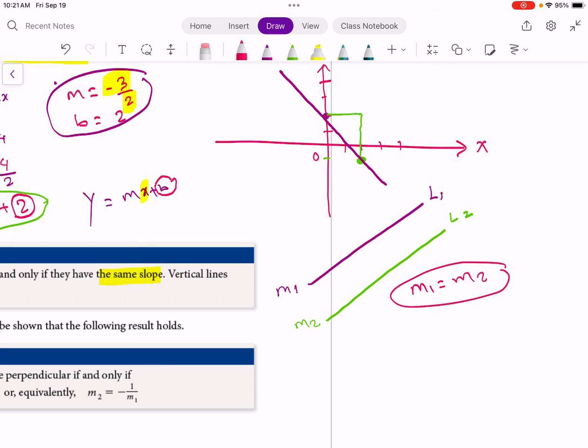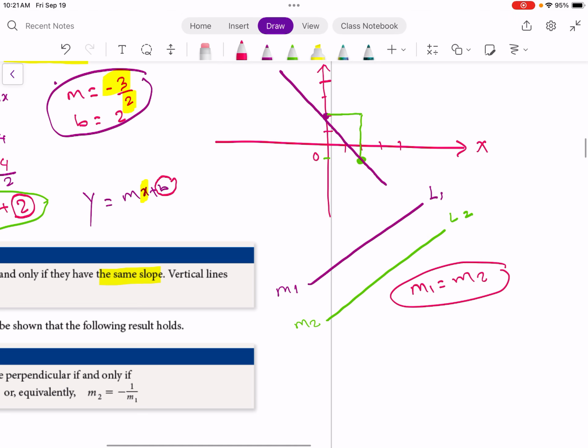So we have two different lines and they have exactly the same slope. Now what can we say about those two lines? Those two lines have to be parallel to each other. If they are parallel, their slopes are the same. If the lines have the same slope, the lines have to be parallel to each other.